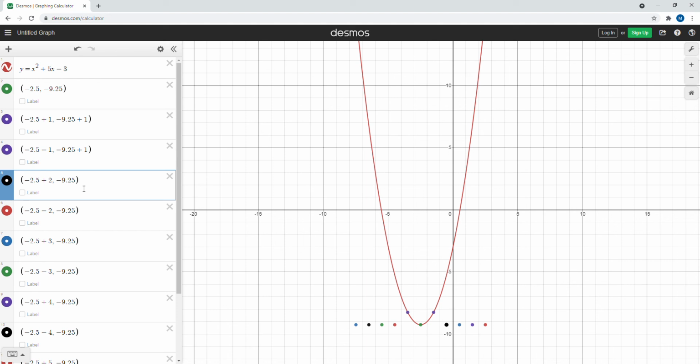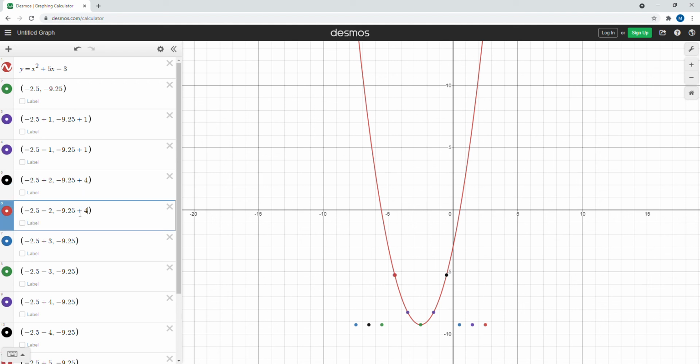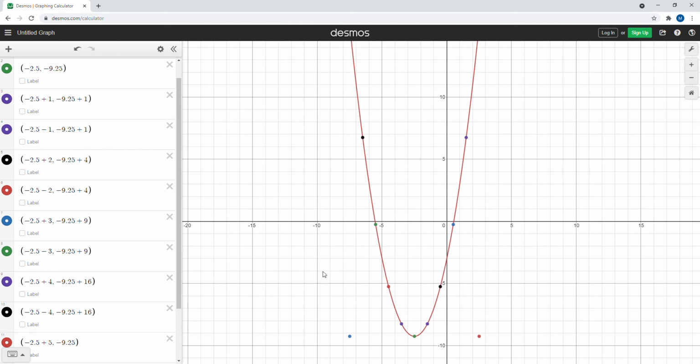Okay, now in this case we've added 2 to the x-coordinate. 2 squared is 4, so we're going to add 4 to the y-coordinate, and then we'll also add 4 to the y-coordinate when we subtract 2. And notice that those points jump up and onto the basic parabola. Okay, when we added 3, 3 squared is 9, so we're going to add 9 in both of these cases. And you see that those points jump up onto the parabola. When we add 4, 4 squared is 16, so we add 16 here and here. And so those points jumped up onto the parabola.